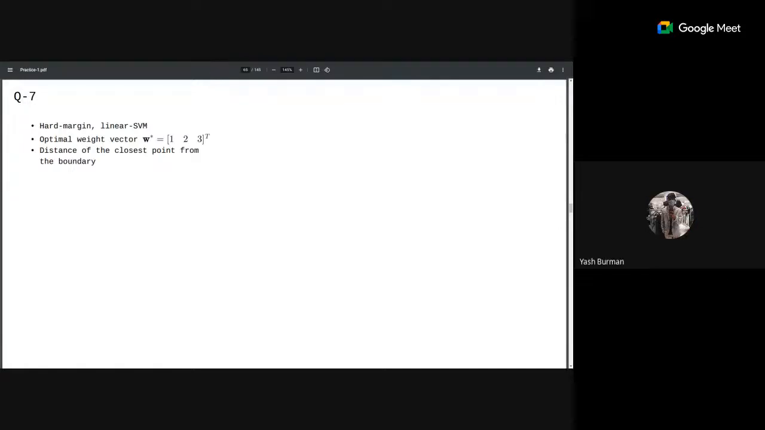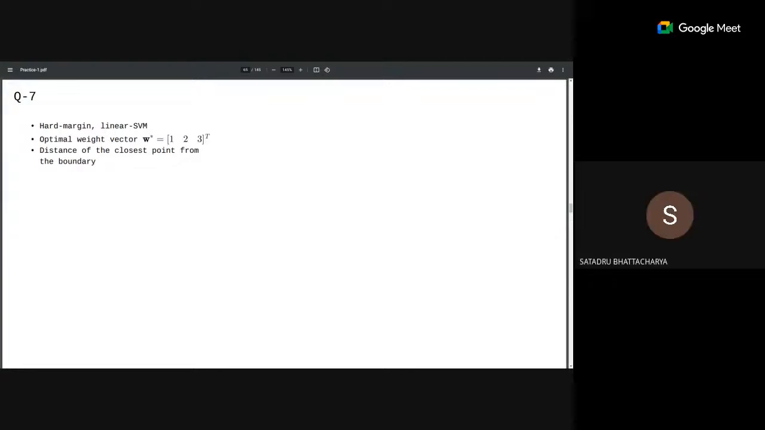Shall we use 2 by norm W? So 9 plus 4 is 13. Yeah, I guess that should be the answer, divided by 2, right? Because that is the width. So by 4. No, that's just 1 by norm W that should be the answer. Okay, yeah, that's correct.